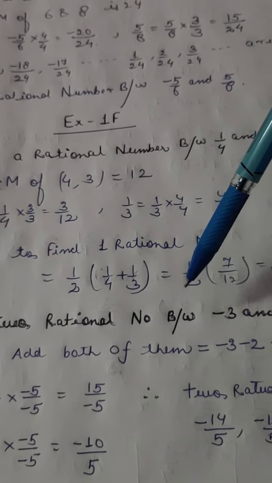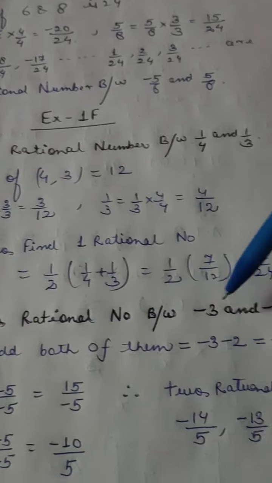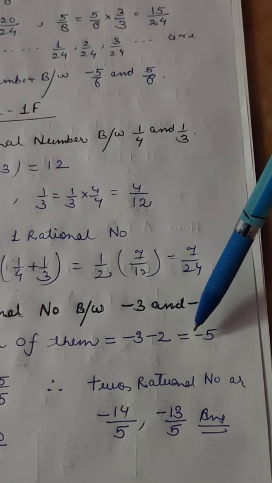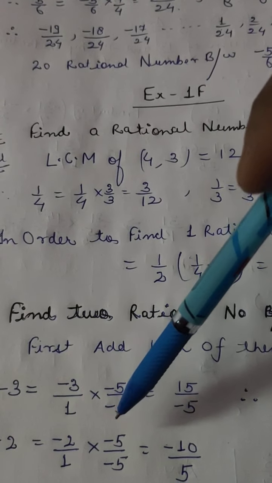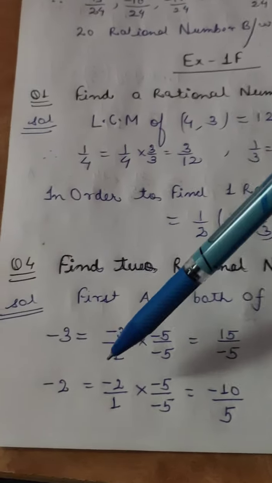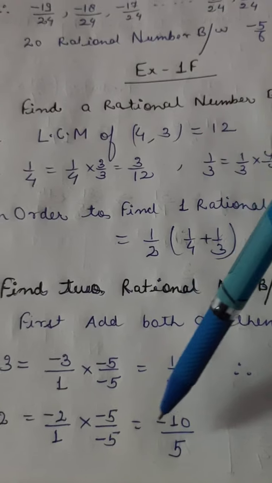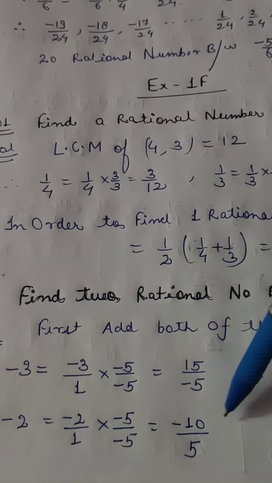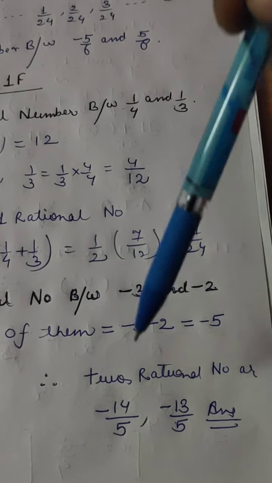Next is find two rational numbers between minus 3 and minus 2. So you have to first add these two numbers. We have added, then the result comes minus 5. After that I have multiplied both numerator and denominator by minus 5. What I get is 15 by minus 5. Similarly, minus 2 is multiplied, both numerator and denominator, by minus 5. What I get is minus 10 by 5. So two rational numbers between these two are minus 14 by 5 and minus 13 by 5.